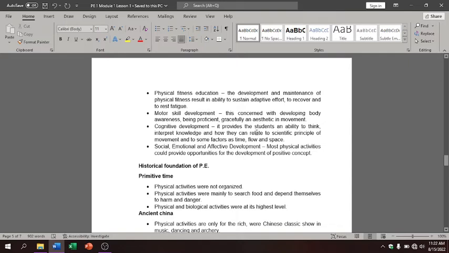So it provides the student an ability to think, interpret knowledge, and how they can relate to scientific principle of movement and to some factors as time flow and space. So these objectives is commonly talks about, from the word itself, cognitive, it's all about in the mind. So commonly in sports, it applies in terms of planning, no?